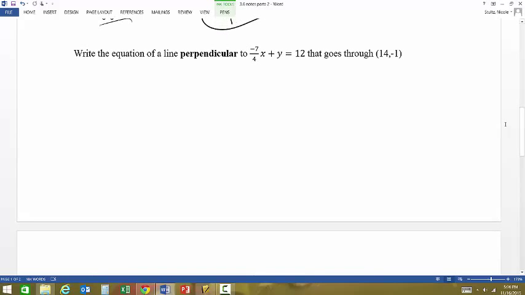This one's pretty much the same type of problem, only obviously we're dealing with a perpendicular line. So step 1 is to identify your point, because you need a point and a slope. Your point is 14, -1.